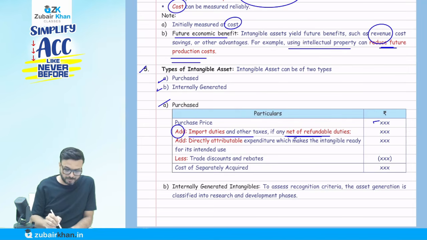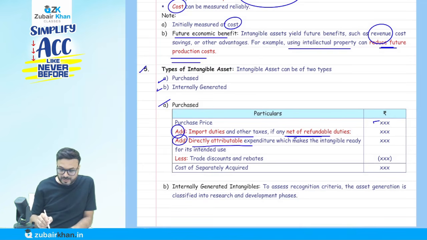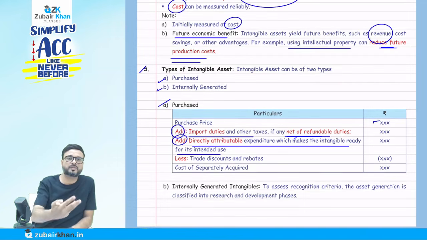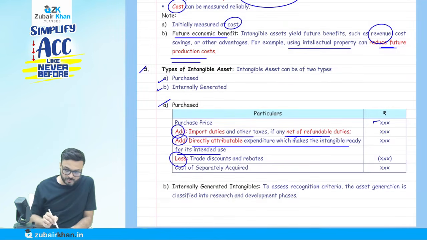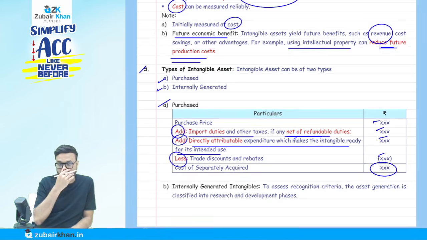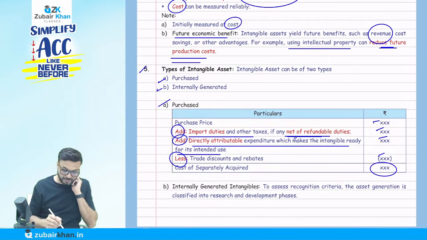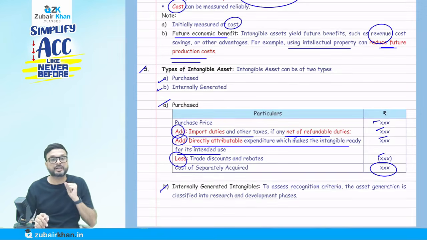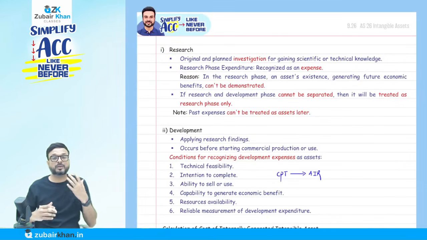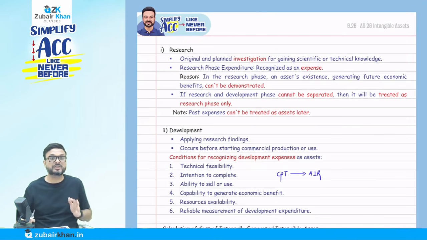Similarly, add directly attributable expenditure which makes the intangible ready for its intended use, for example installation charges you pay for the software. Any trade discount should be deducted. Whatever price comes is the cost of the intangible asset. But it might be purchased or internally generated, so how do we recognize the cost in case of internally generated?